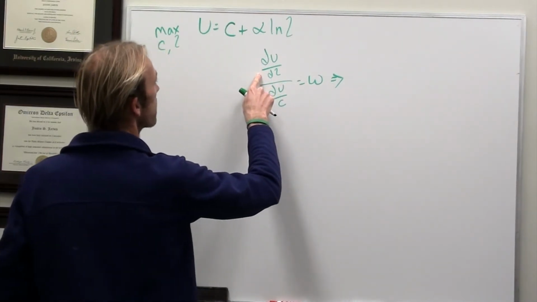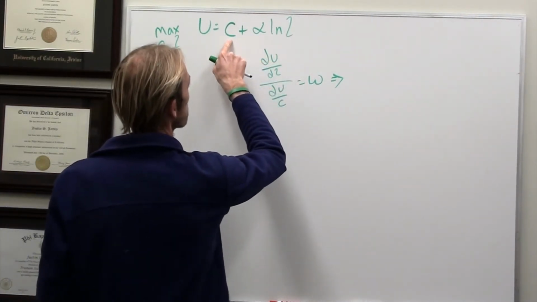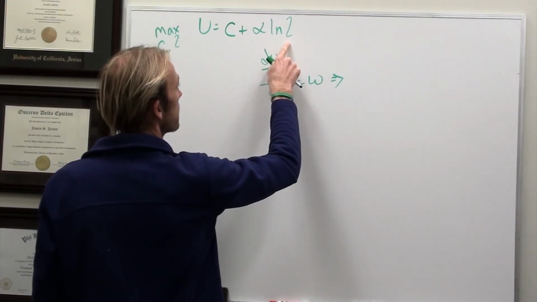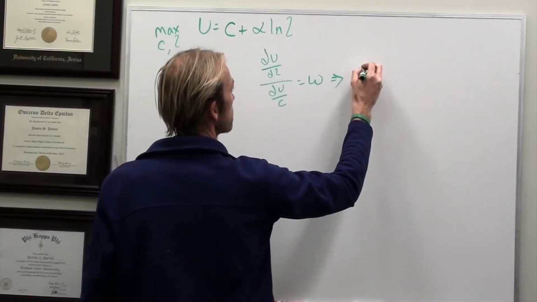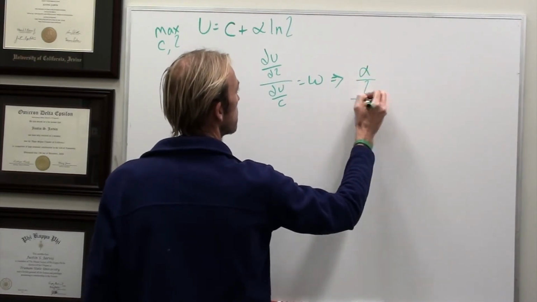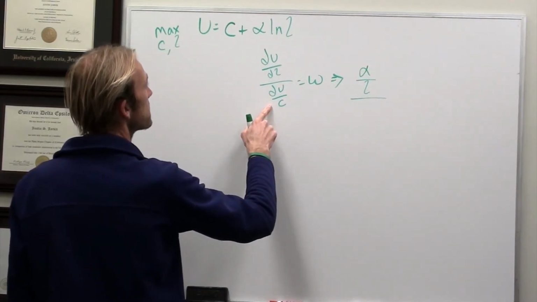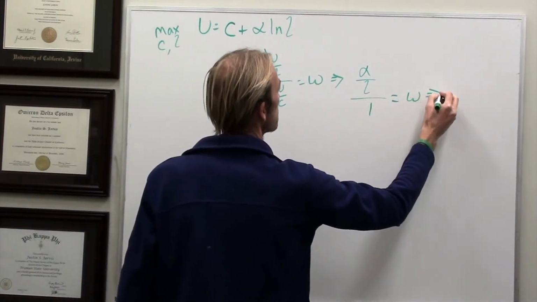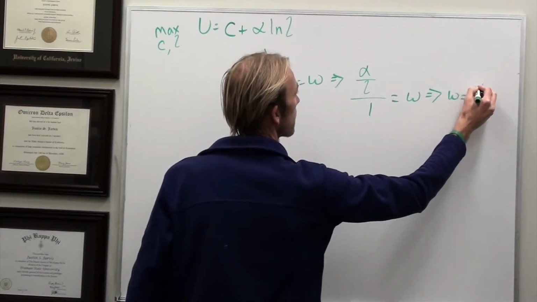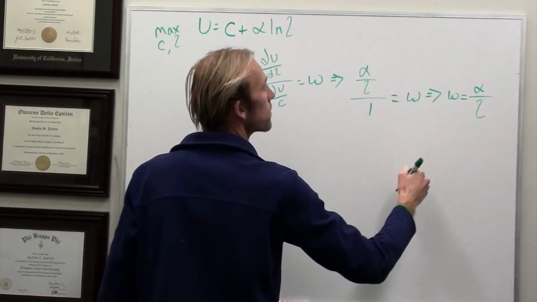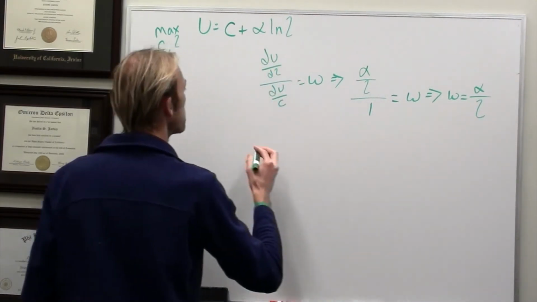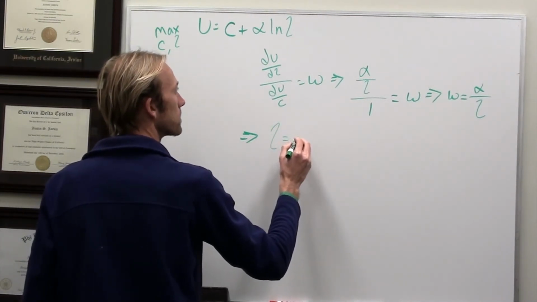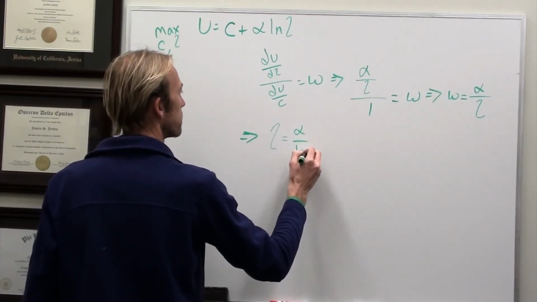Let's do partial U, partial L. The derivative of this with respect to L is 0. The derivative of this with respect to leisure is alpha over leisure. Divided by, what's the derivative with respect to C? Well, that's 1 and that's 0, so it's just 1, equal to wage. This implies that wage is equal to alpha over leisure. What are we solving for? We're solving for leisure. This implies that leisure is equal to alpha over W.